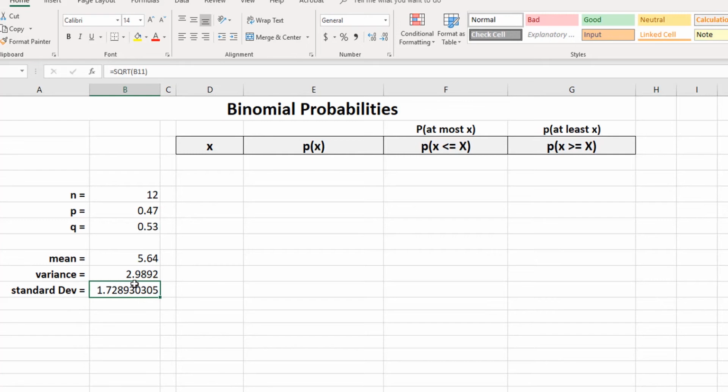And now the standard deviation is just the square root of the variance, and we typed in equals. The function for square root is SQRT. And then we take the SQRT of whatever is in cell B11, and there we have it.